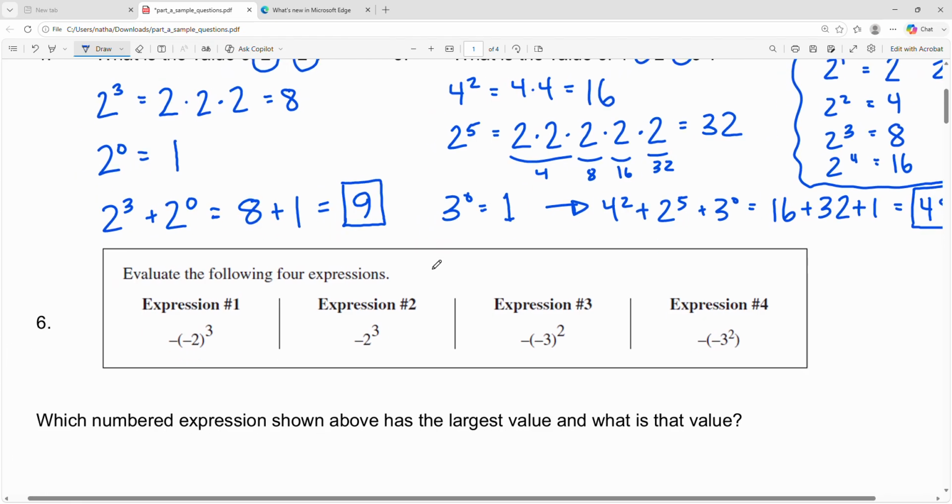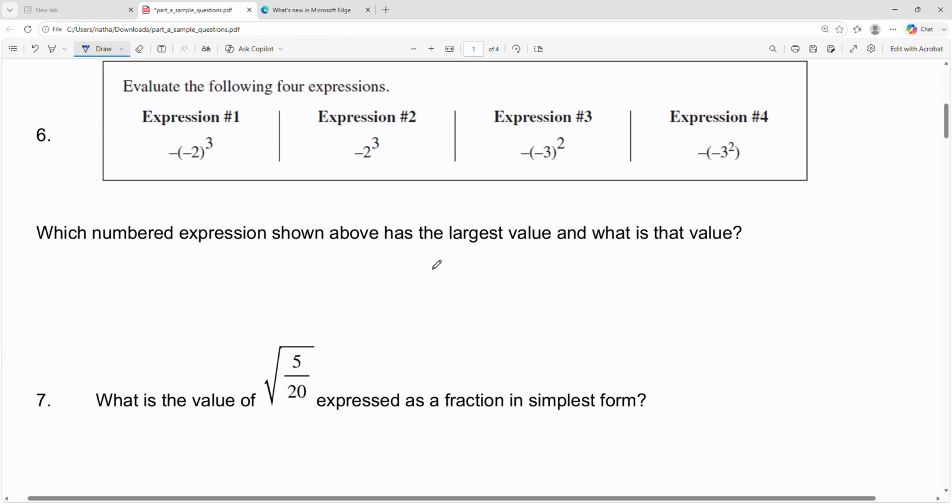All right, question number 6. Question number 6 says to evaluate the following 4 expressions. So we want to get the value. And it's asking us which numbered expression shown above has the largest value and what is that value. All right, so we're going to calculate all of these one at a time.